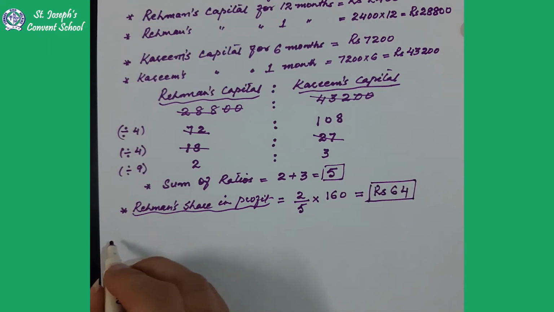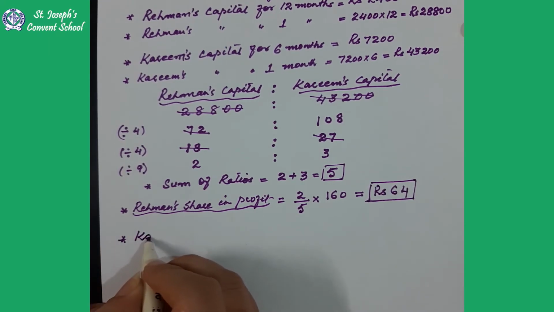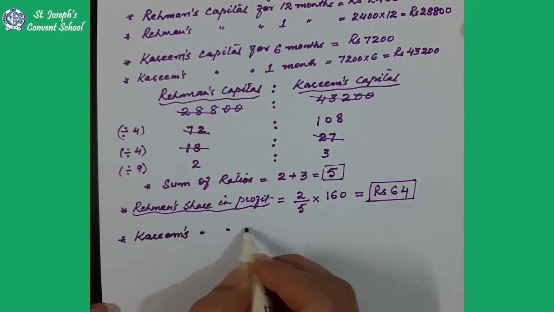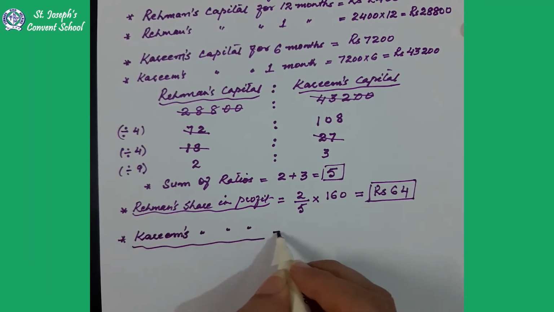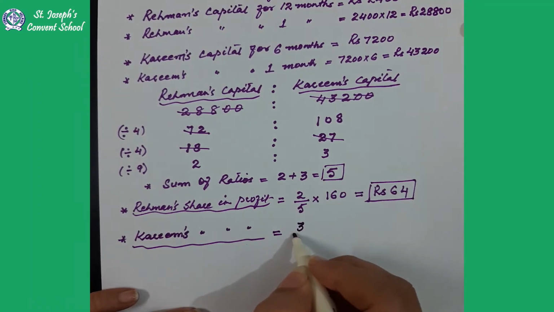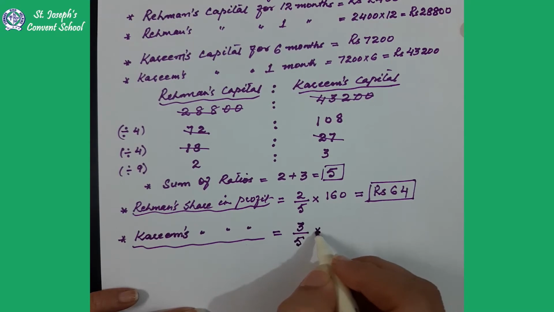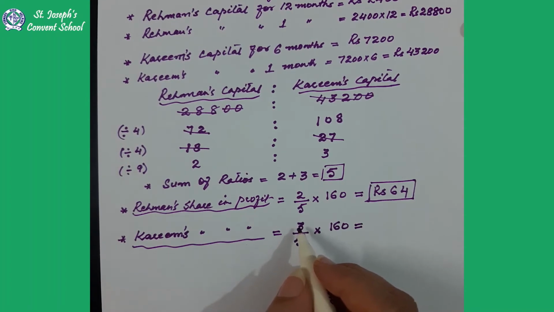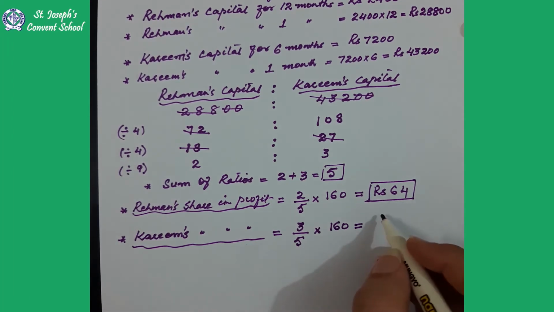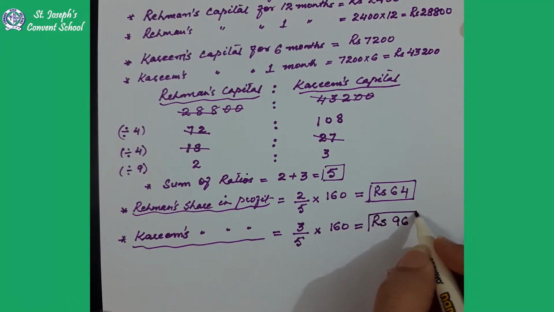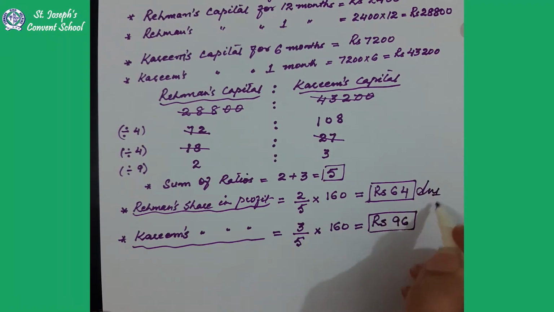Now you can find the share of Kareem. Kareem's share in profit is 3 by 5 into profit. 3 divided by 5 into profit, which is 160. So with a calculator you can divide 3 by 5 multiplied by 160. So the answer will come rupees 96. So this is Kareem's share. So these are the two answers.